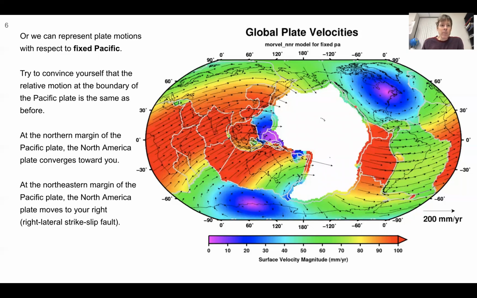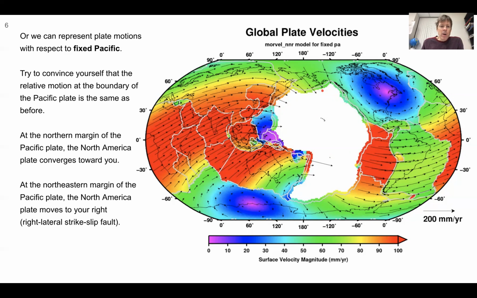This one's a little weirder, but we can represent the plate motions with respect to fixed Pacific. As we saw, the Pacific's moving pretty fast relative to the others. So if we fix the Pacific, everything's moving fast with respect to it. So you can try to convince yourself that the relative motion at the boundary of the Pacific is the same as before. At the northern margin of the Pacific, the North America plate converges toward you. That's the same as we saw before in a subduction zone.